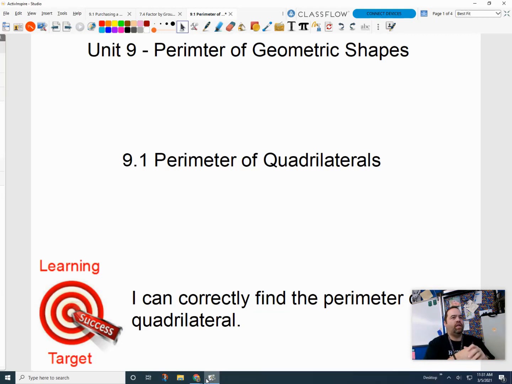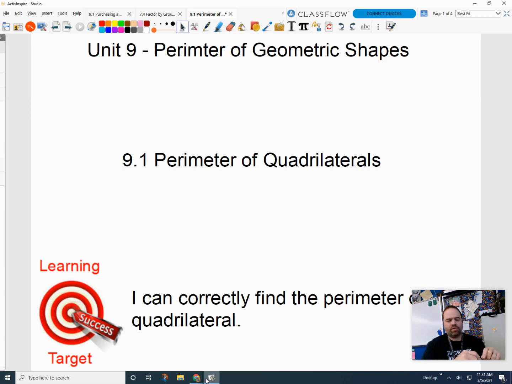So starting our new unit, we're going to be talking about the perimeter of different figures. What I want you guys to try and keep in your head is the difference between perimeter, area, and when we get into it, volume. These are all different measurements, but they're all very related.